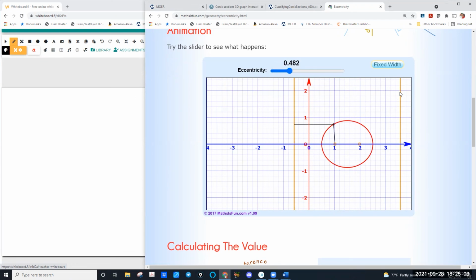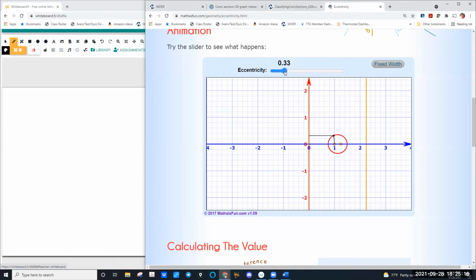These are directrices. Each one of these is a directrix for the ellipse. Now let's go back to the non-fixed width. You can see it a little better what happens. All right, so watch what happens as the eccentricity gets higher. It gets more elongated, which is what I was trying to show with the hyperbola, but I think you'll see it better here. So we keep getting longer and longer. And eventually, still an ellipse.